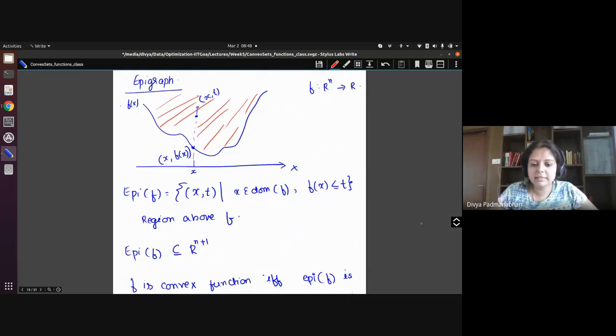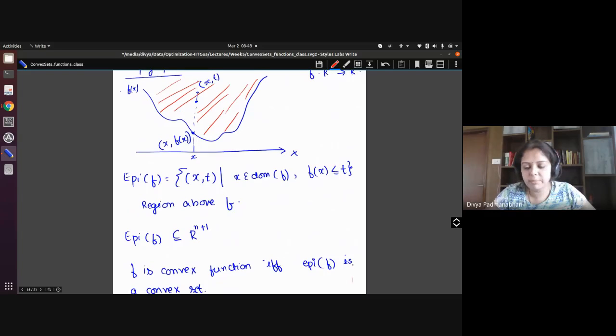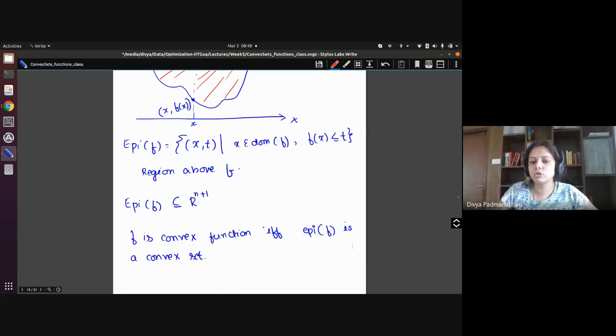One important thing is, if f is a convex function, then this set, the epigraph, is a convex set. And similarly, if the epigraph is a convex set, then the function f has to be convex. So this connects the two notions. You have convex sets, you have convex functions.